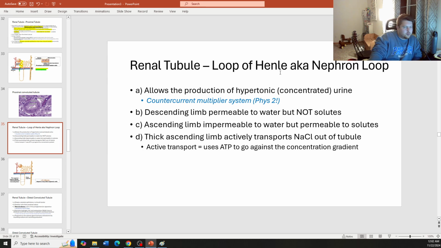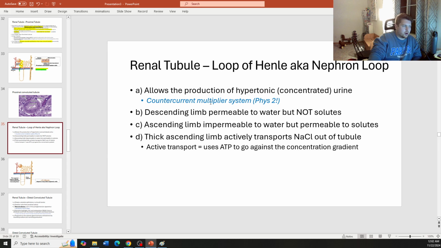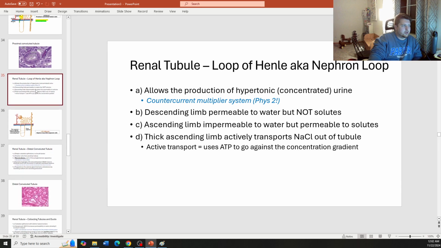So the goal of the loop of Henle, now that we've filtered out all of the fluid and all the gunk, we've reabsorbed and secreted the stuff that we want to, is concentrating the urine. Kind of like when we talked about the digestive system, how the large intestine sucked all the water out of what becomes the feces. Same idea here. Essentially we're going to pull out a bunch of the water and really concentrate the urine, so that we're not losing a bunch of water to the process of urination.